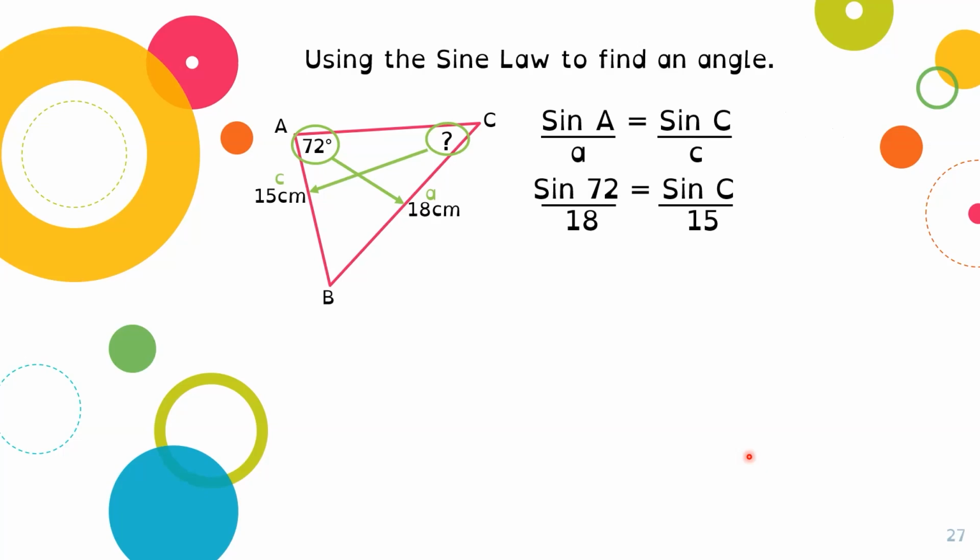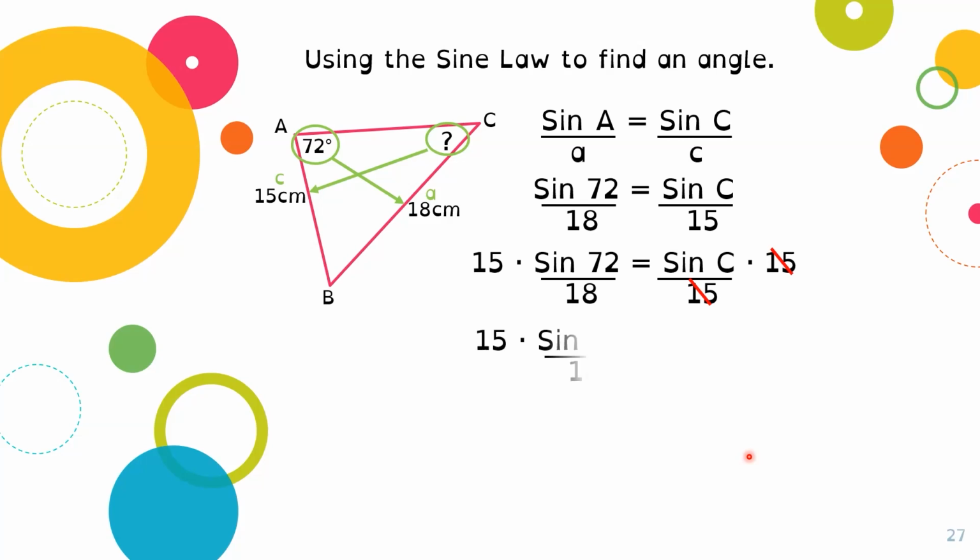So now I have sine 72 divided by 18 is equal to sine C divided by 15. Again, this is why it's super important to know your proper vertices and side letters in order to put the numbers in the right places. Then in order to isolate for sine C, I'm going to multiply both sides by 15. So I cancel out the 15 on one side, and I have 15 times sine 72 divided by 18 is now equal to sine C. Then I can do that calculation.